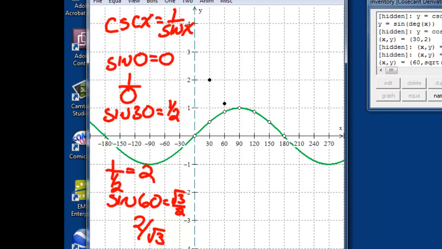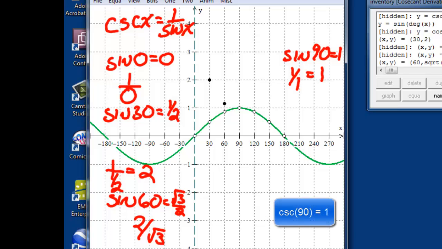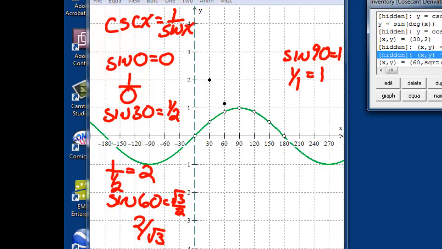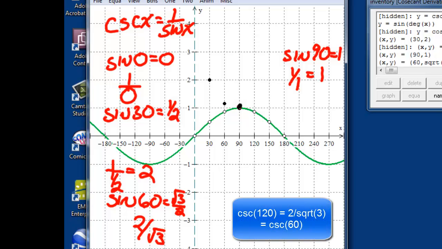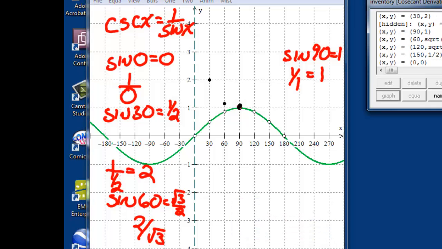At 90 degrees, the sine value is 1. The sine of 90 equals 1, and the reciprocal of 1 is also 1. So I need a point at 90, 1. At 120 degrees, we have the same value for the sine that we had at 60 degrees. So our reciprocal will also have the same value, 2 over the square root of 3 at 120 degrees.